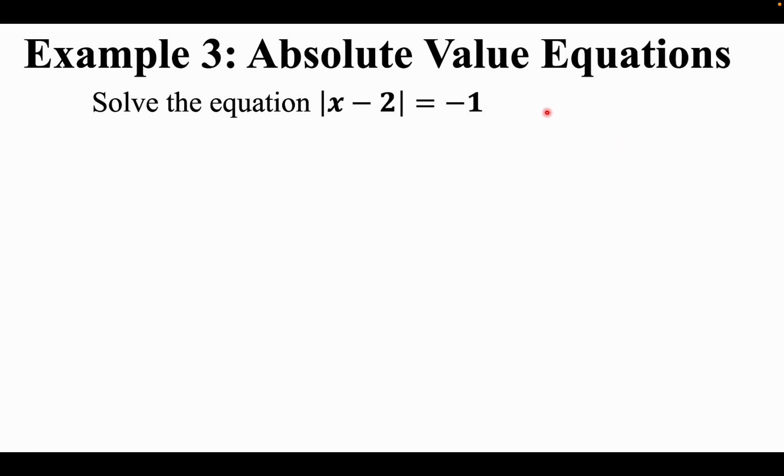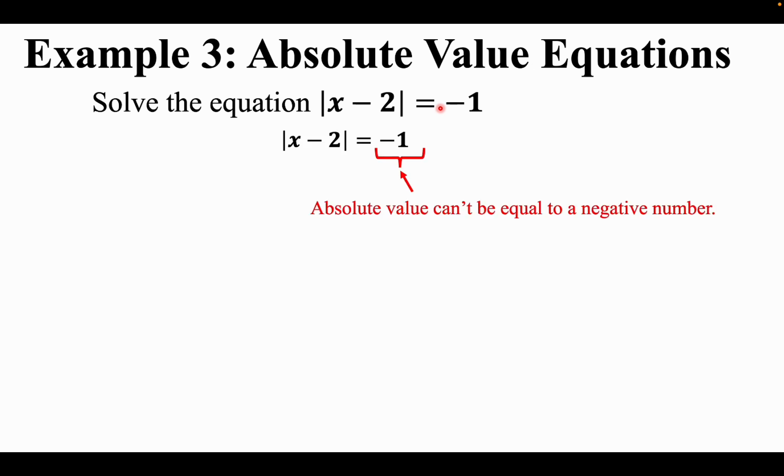Example 3, the absolute value is isolated, and it's equal to a negative number. Well, remember, distance is equal to negative. That does not make sense. So according to step 2a, this has no solution because it's set equal to a negative number.